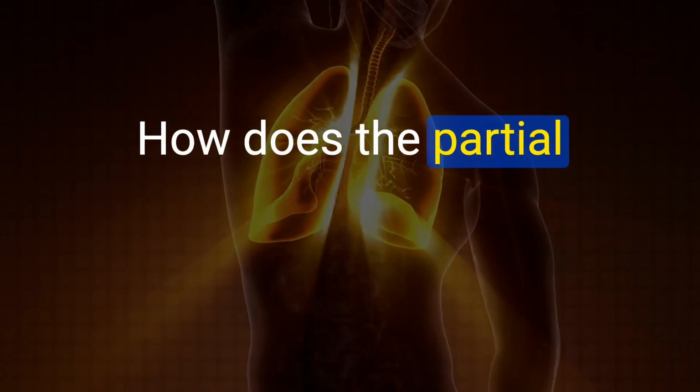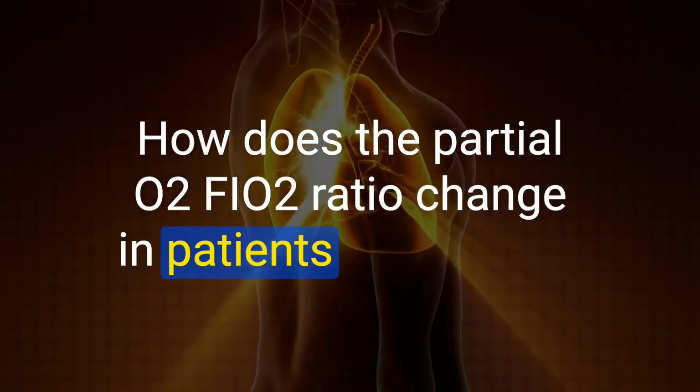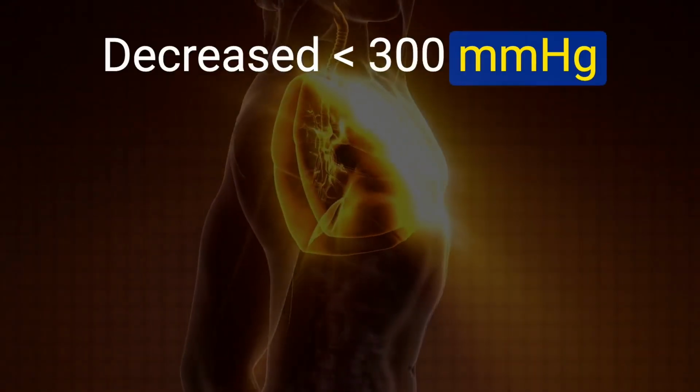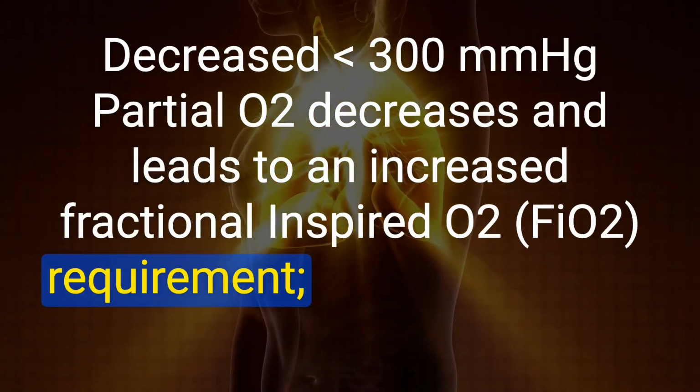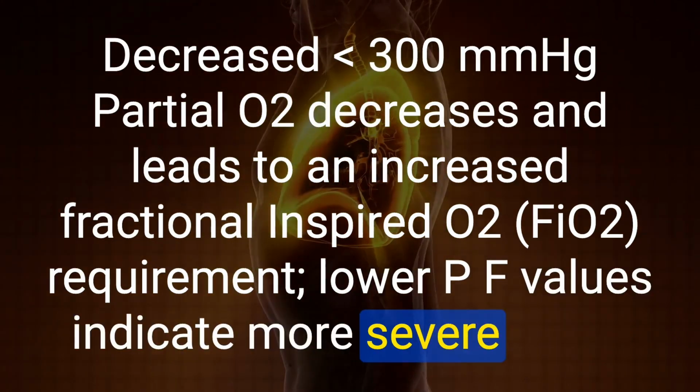27. How does the partial O2-FiO2 ratio change in patients with ARDS? Decreases, lesser than 300 mmHg. Partial O2 decreases and leads to an increased fractional inspired O2 requirement. Lower PF values indicate more severe ARDS.